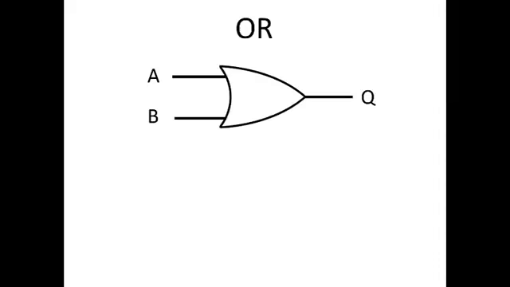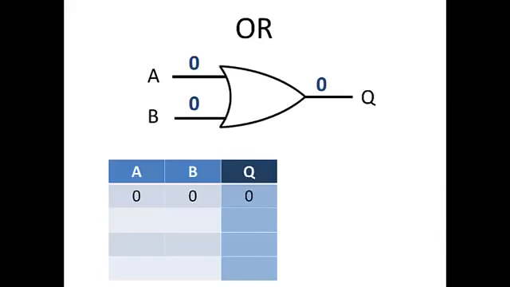Next we'll cover the OR gate. An OR gate can have two or more inputs. Our example here will show with two inputs, A and B, and one output, Q. So when we input two zeros, we get a 0 output.